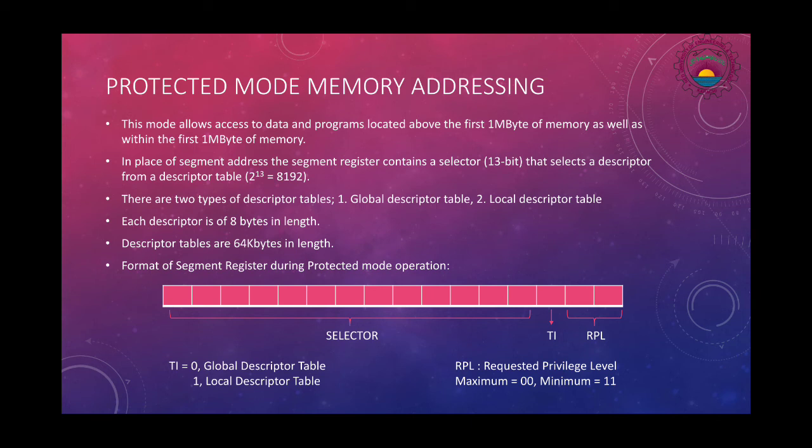As there are 8192 descriptors in a descriptor table and each descriptor is of 8 bytes, so total length of a descriptor table will be 64 kilobyte in length. And format for segment register is shown here, that 13 bits are for selector, then you are having TI bit, and rightmost 2 bits are for RPL. Maximum value for RPL is 00 and minimum value for RPL is 11.